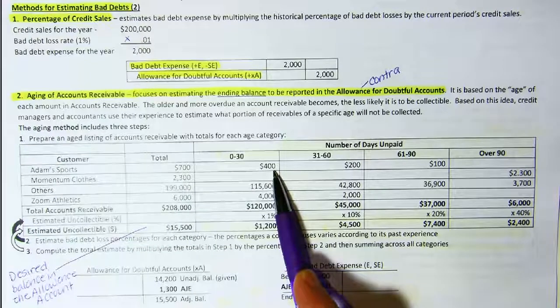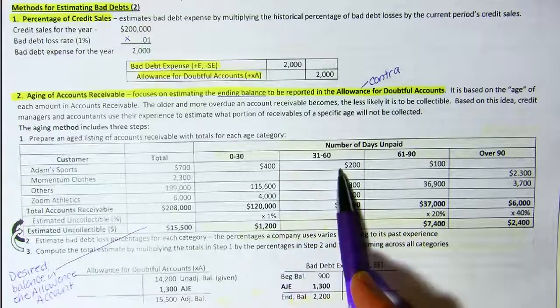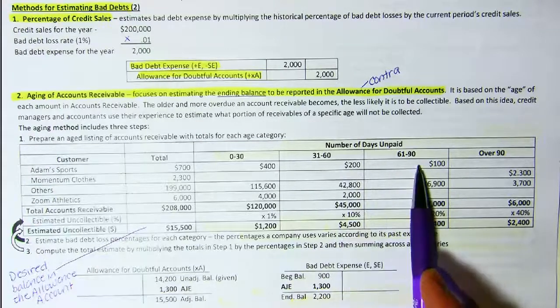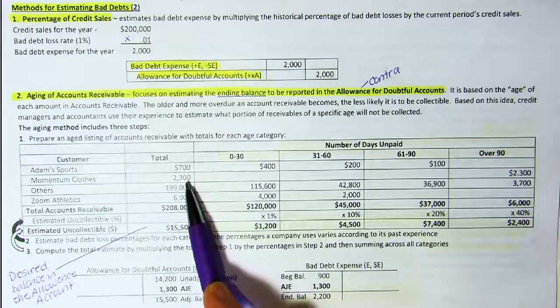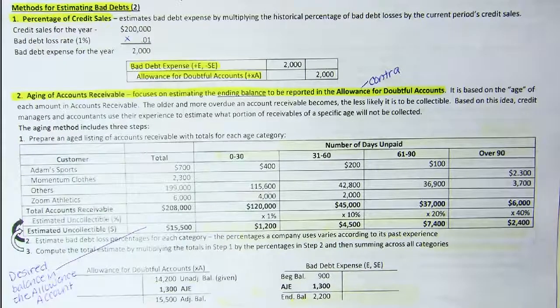$400 of that is between 0 and 30 days unpaid. $200 of that is between 31 and 60 days unpaid, and $100 of that is between 61 and 90 days unpaid. If you add those three up, it comes to $700. And we do that with every one of our customers.